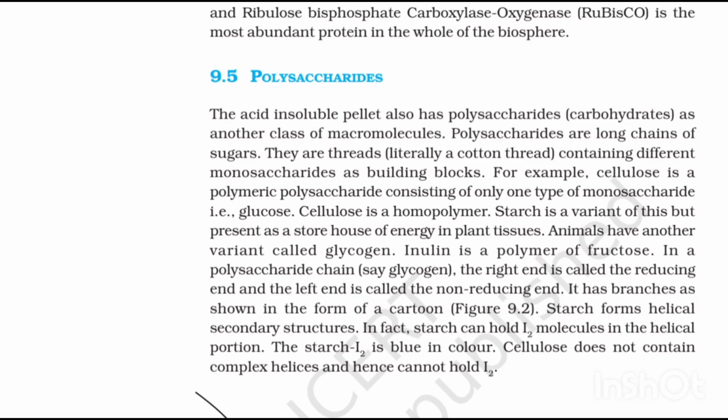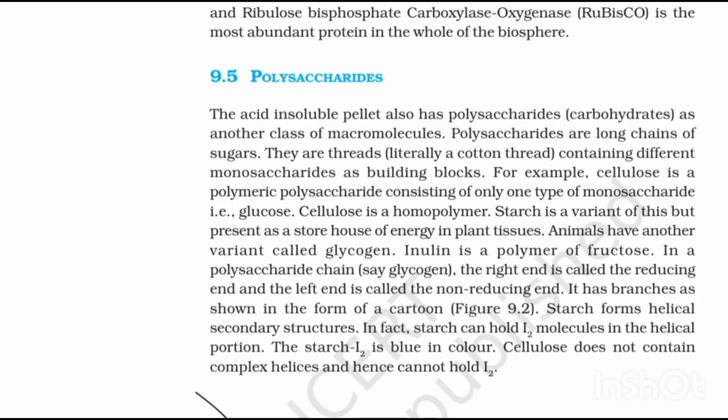Cellulose is a homopolymer. Starch is a variant of this but present as a storehouse of energy in plant tissues. Animals have another variant called glycogen. Inulin is a polymer of fructose. In a polysaccharide chain, say glycogen, the right end is called the reducing end and the left end is called the non-reducing end. It has branches as shown in the cartoon figure 9.2, which can be seen later.